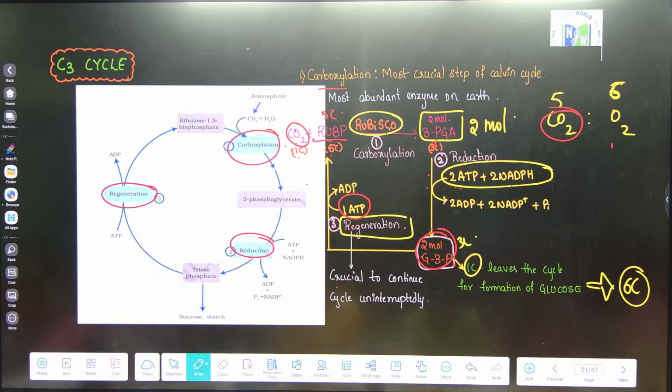Make it fast. Just 3 steps you have to take, that's all. And then bioenergetics. Once this is done, then let me know, I will show you that bioenergetics slide.